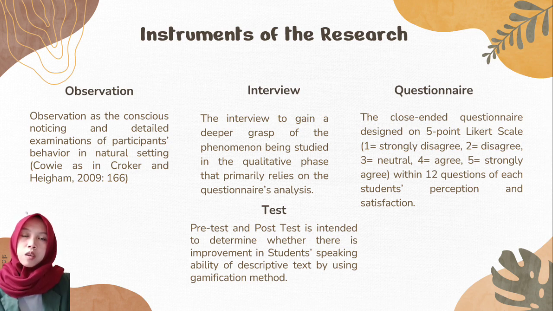phase that primarily relies on the questionnaire analysis. And then questionnaire, the close-ended questionnaire designed on a 5-point Likert scale, which is strongly disagree, disagree, neutral, agree, and strongly agree, within 12 questions of each student's perceptions and satisfaction. And then test, the pre-test and post-test is intended to determine whether there is improvement in students' speaking ability of descriptive text using the gamification method.